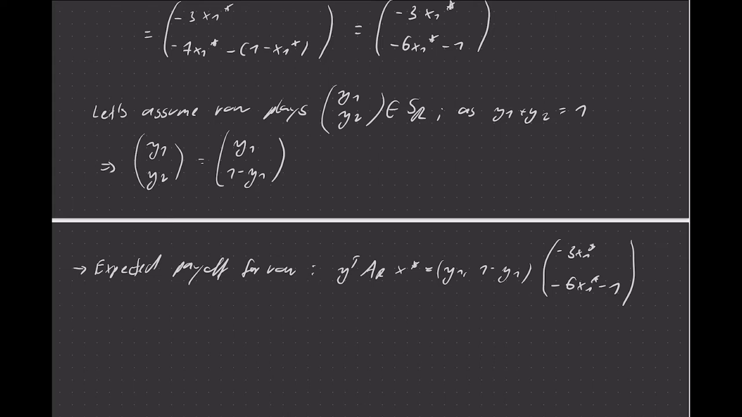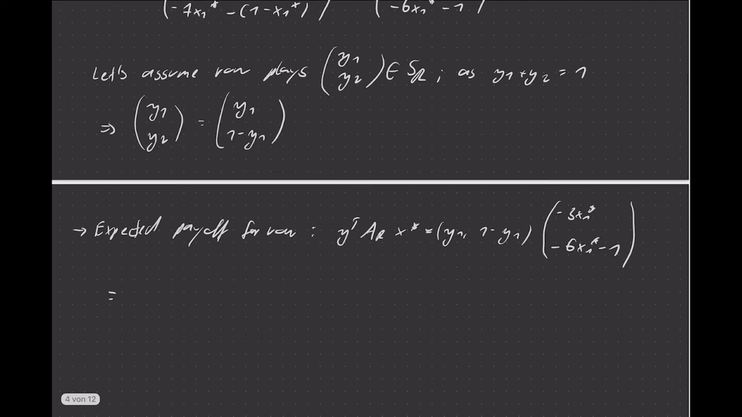So if you compute this, the result here is minus 3 x1 star y1, plus minus 6 x1 star minus 1 times 1 minus y1.